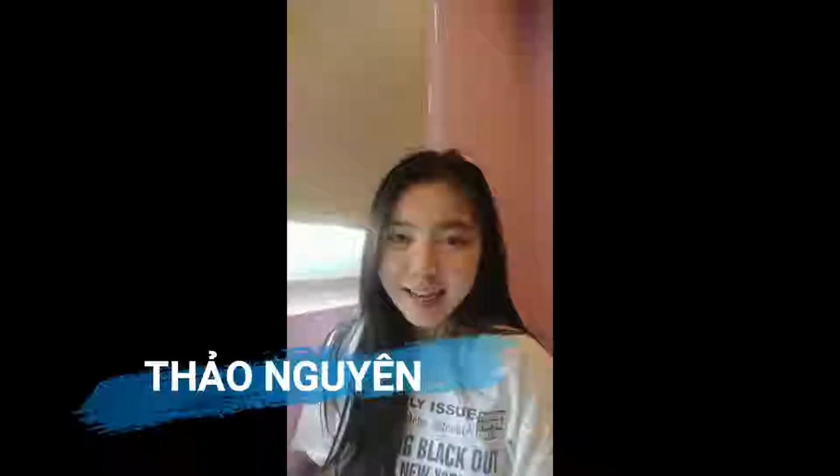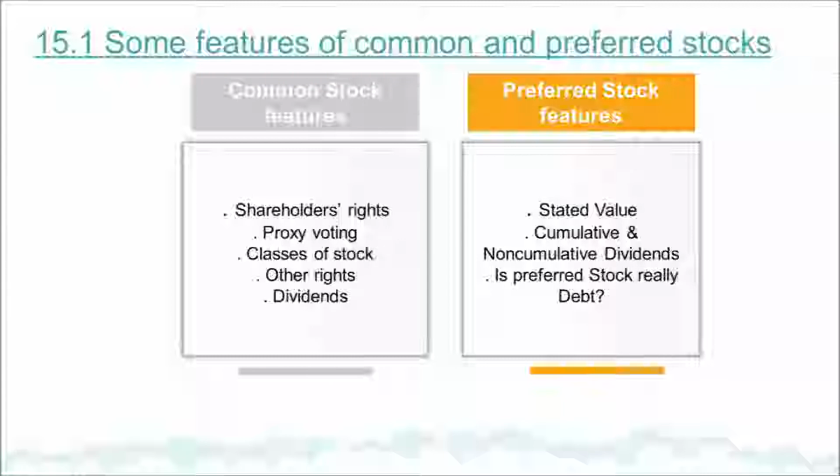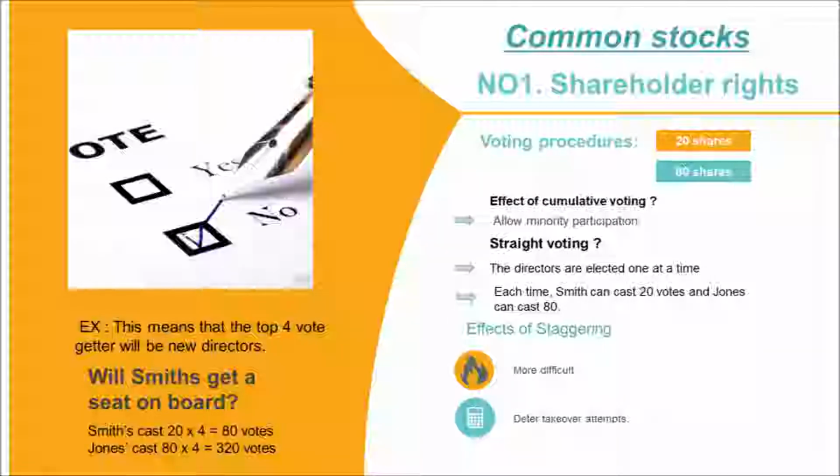Okay, so let's start. The first part is about some features of common and preferred stock. Common stock means different things to different people, but it is usually applied to stock that has no special preference either in receiving dividends or in bankruptcy. And preferred stock pays a cash dividend expressed in terms of dollars per share. Okay, let's begin with shareholder rights and common stock.